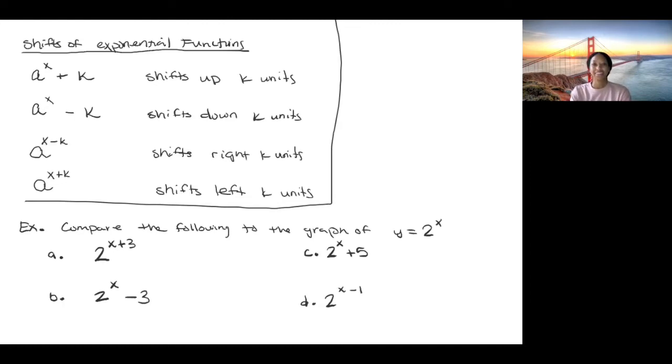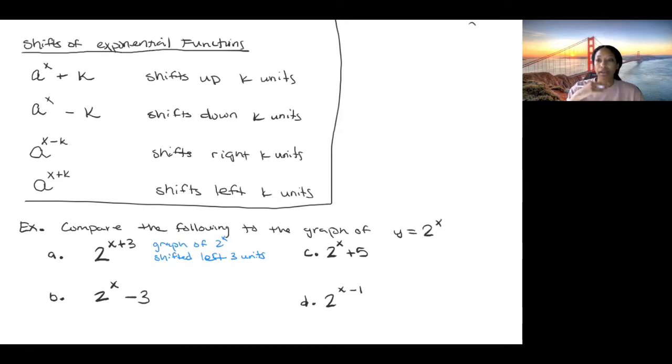All right. So let me get a new color. For the first one, 2 to the x plus 3. We're adding a 3 to the x in the exponent. Remember, adding a number to the exponent means that we're shifting left, since we're adding. So adding a 3, this would be the graph of 2 to the x shifted left 3 units. So adding a 3 to the exponent will shift our graph left 3 units.